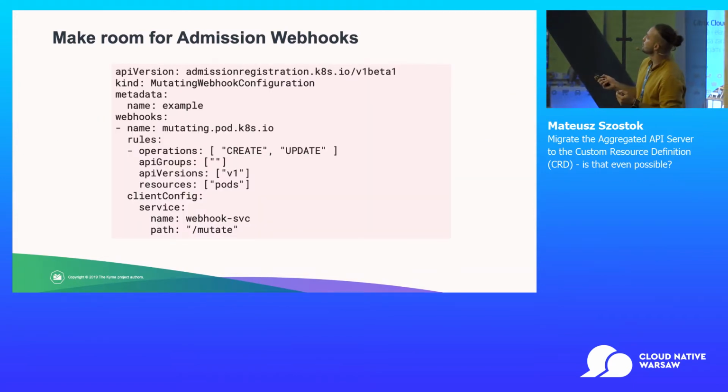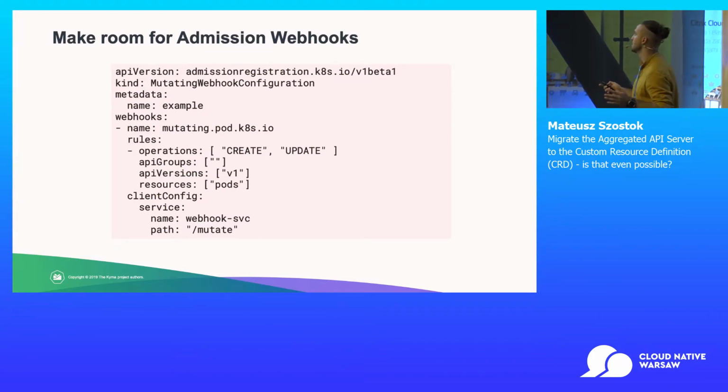You are using mutation webhook configuration, and you're saying, okay, call my service when pod will be created or updated. Nothing more, it's super easy.